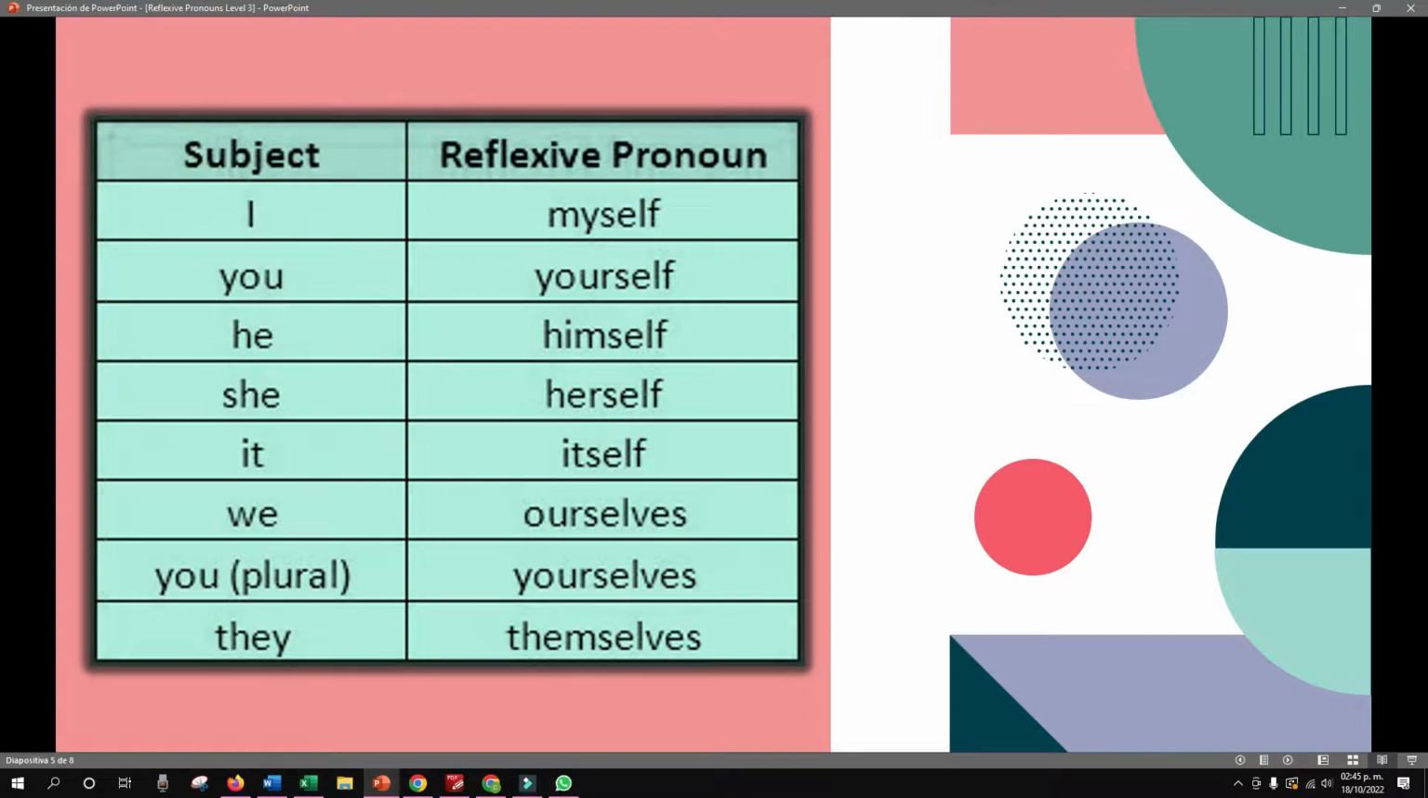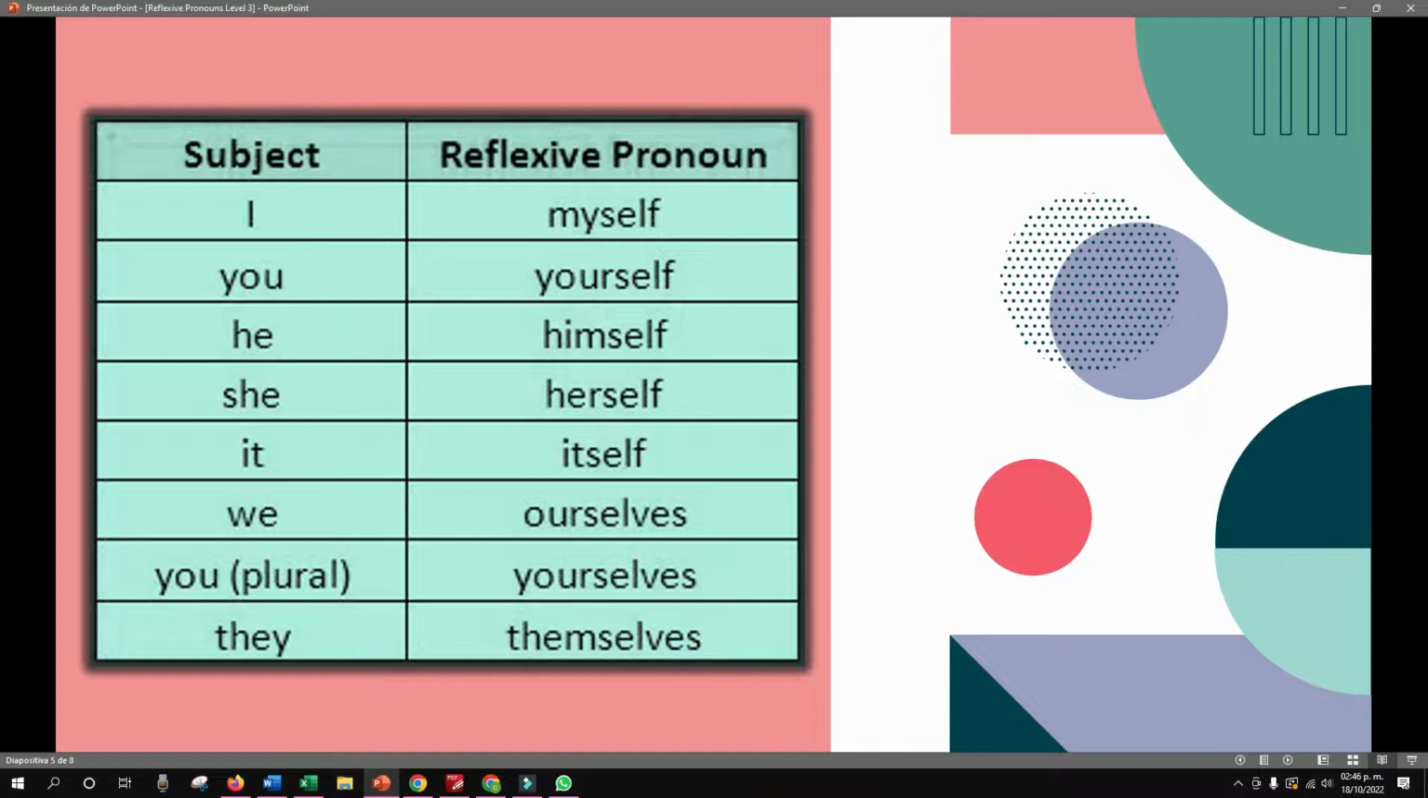There we have the reflexive pronouns and also the subject. You are going to use myself when you have I. You, yourself. He, himself. She, herself. It, itself. We, ourselves. You, that is the plural form, yourselves, and they, themselves.